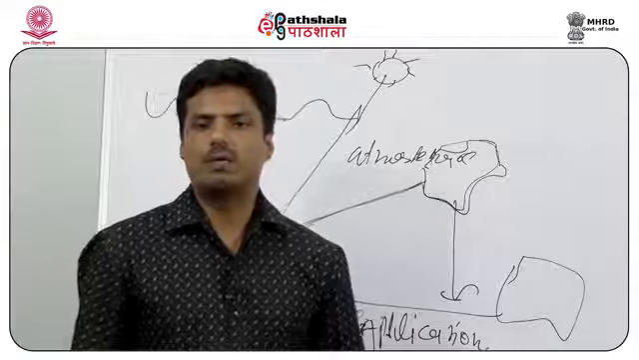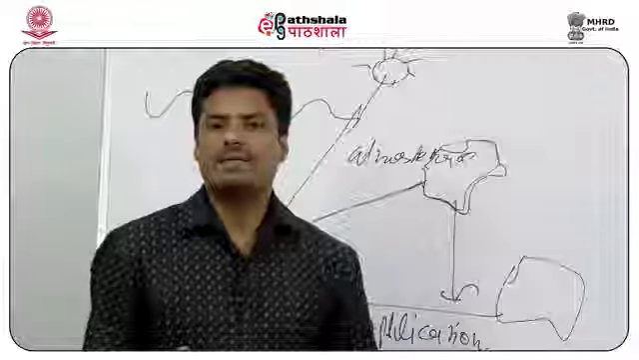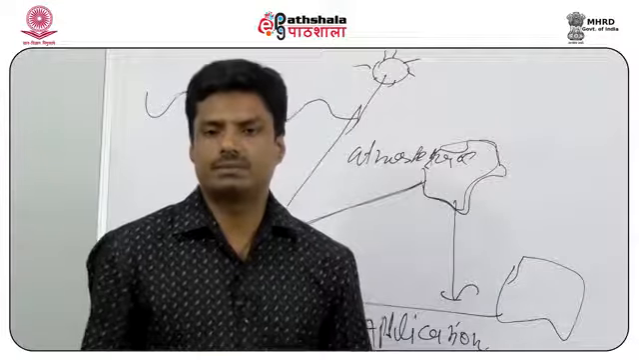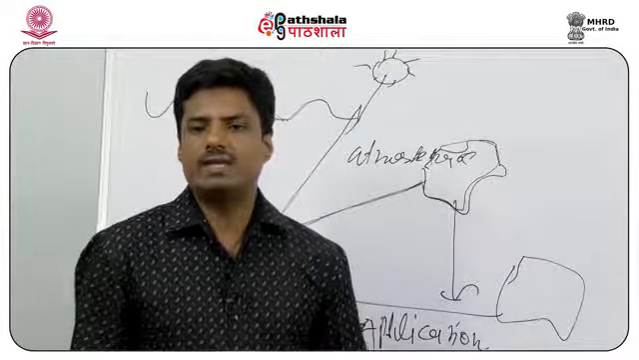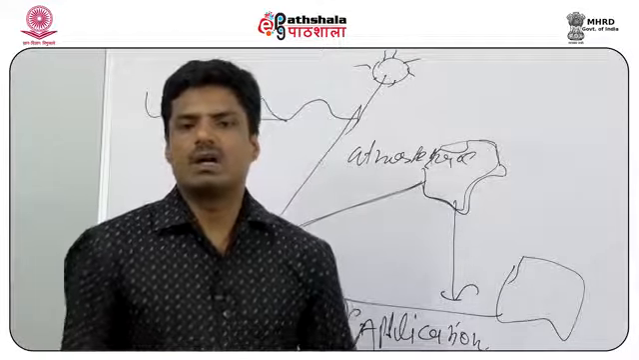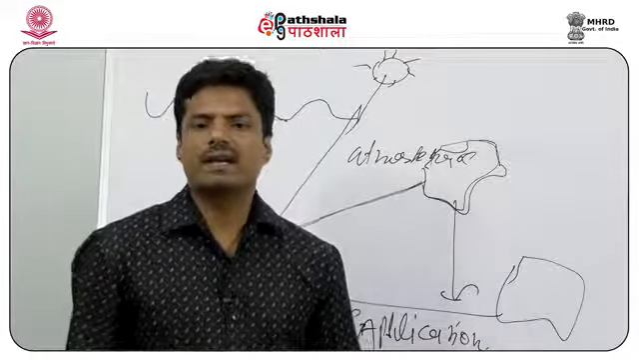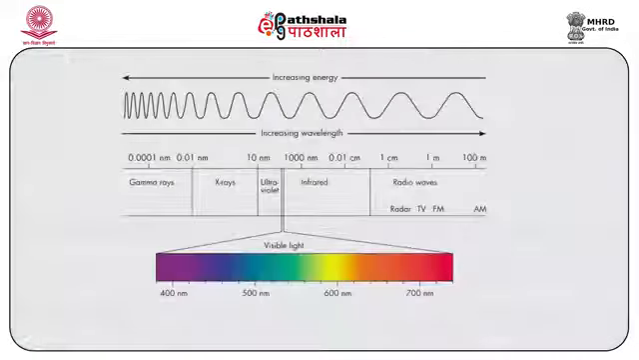The fourth important region is the microwave region. The microwave region has the longest wavelength. Its wavelength varies from 1 millimeter to 1 meter. Remote sensing devices are designed in such a way that they can detect the energy interaction in these different parts of the spectrum.